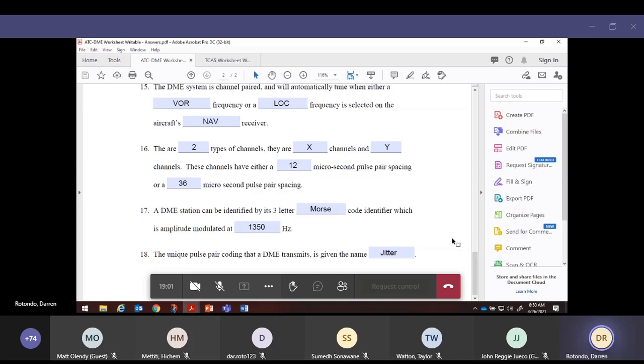The station has to be processing 2,700 pulse pairs every second. So when it's not full, it inserts these duffs, these fakes, and that's referred to as squitter. So the ground stations insert squitter when they're not full.